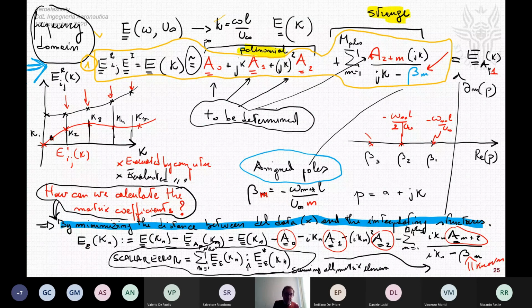Now we have an alternative. The alternative is, okay, evaluate this matrix in a finite number of reduced frequency points, like here, K1, K2, K3, K4, K5. So do a finite number of evaluations of this matrix, each element of this matrix, and on the basis of these evaluations, find an interpolating formula for such a matrix.